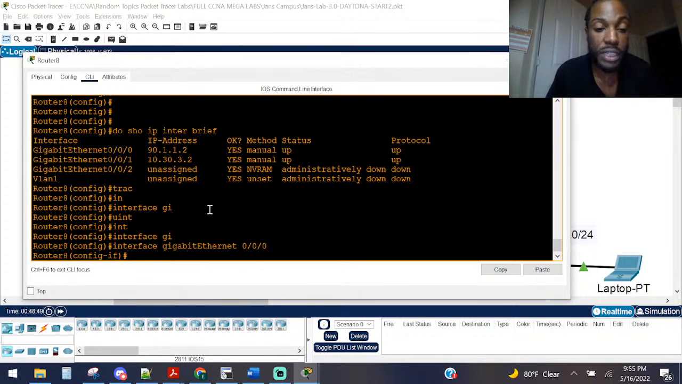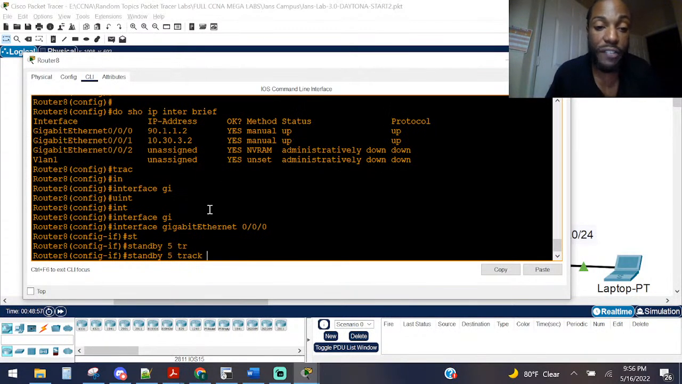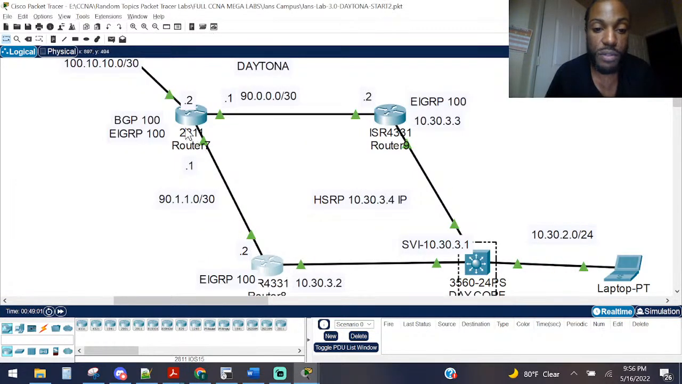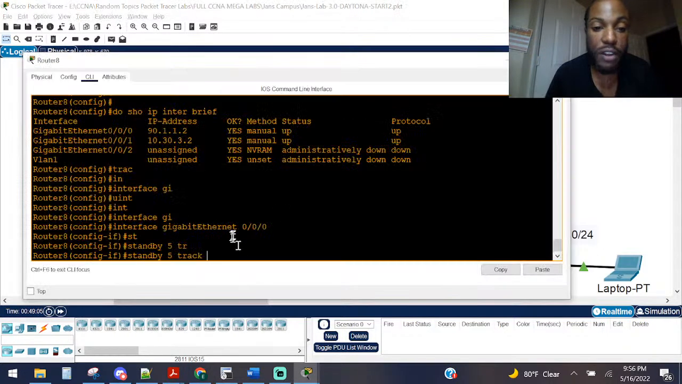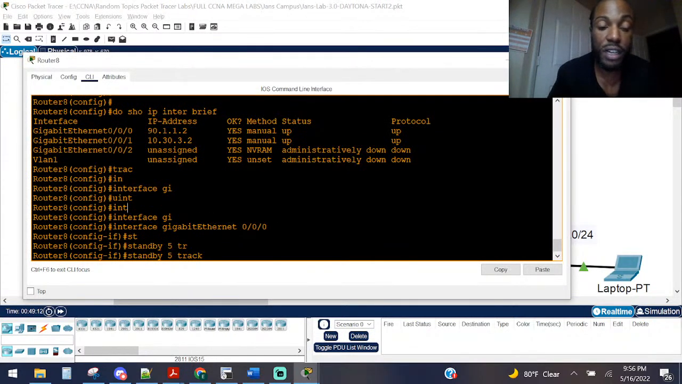Like today I had a really busy day, so we do standby 5, my bad, 5. That is the group number, and then we're going to track the interface. Which interface? The one that is facing router 7, right? Where's that at? This interface right here, which is 91.1.2, and that interface is what? Gig 0/0/0. So track that interface. If it ever goes down, shift your traffic over there, right? That makes sense.